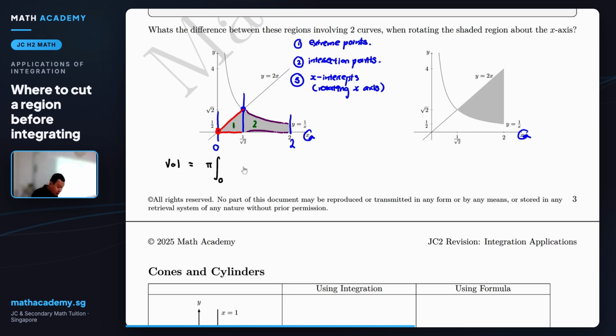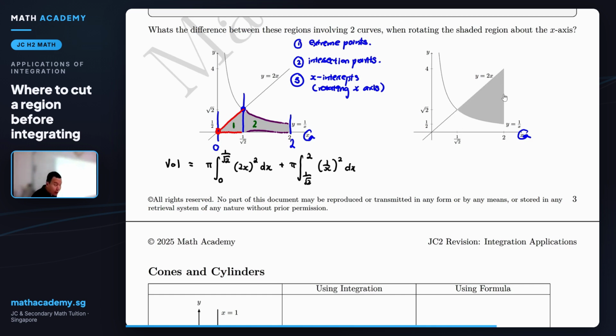Region 1, 0 to 1 over root 2. Straight line is y squared, it's 2x, plus region 2, 1 over root 2 to root 2, 1 over x squared dx. So even though there are 2 curves, there's no outer minus inner. And why? Because there is no gap to the axis.